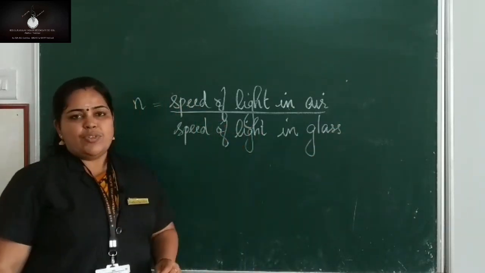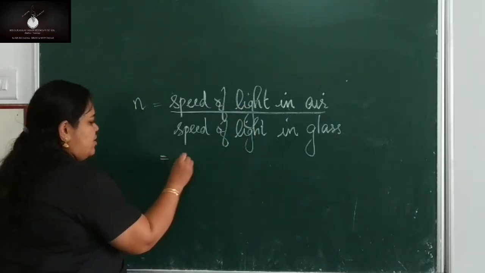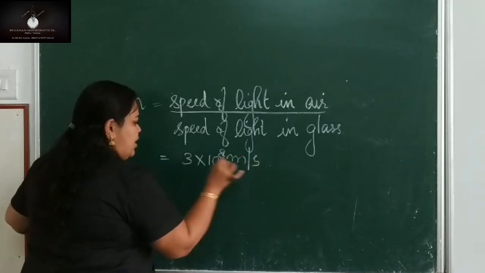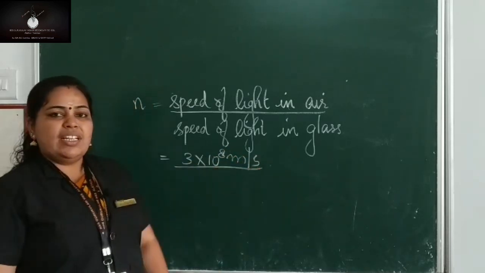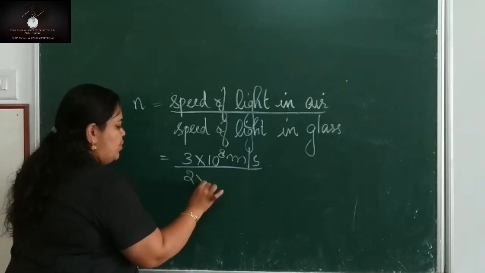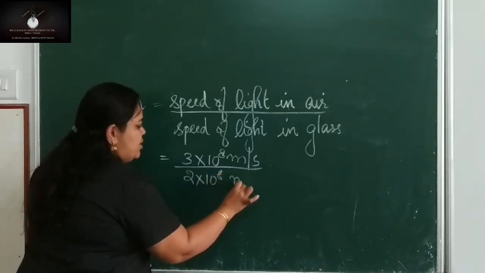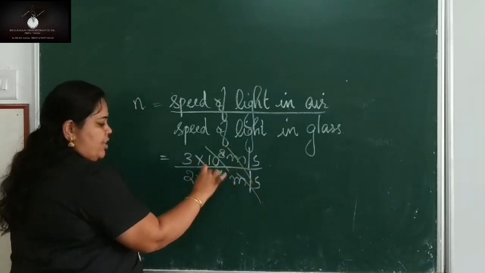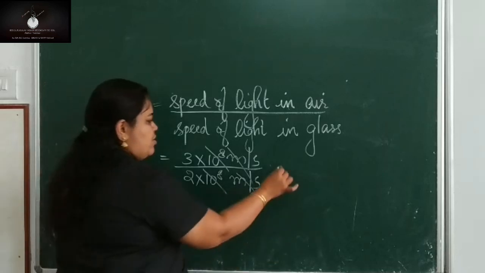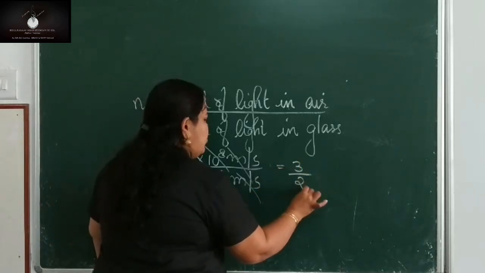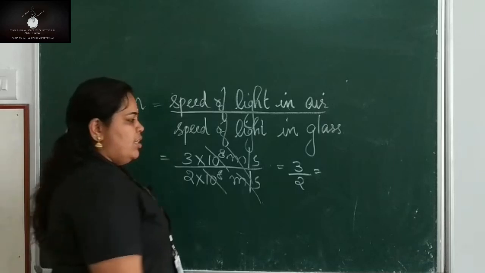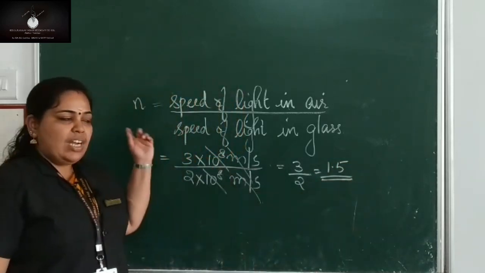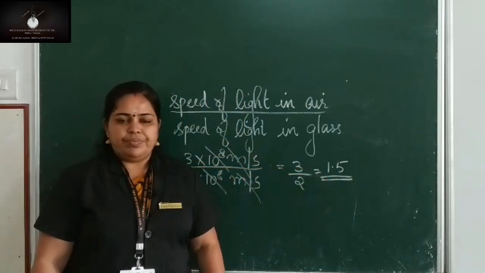And you know the value of speed of light in air. How much is that? 3 into 10 raised to 8 meter per second, divided by the speed of light in glass, 2 into 10 raised to 8 meter per second. 10 raised to 8 and 10 raised to 8 get cancelled. So what is remaining? 3 by 2. What is 3 by 2? It is 1.5. So the refractive index of glass is 1.5.